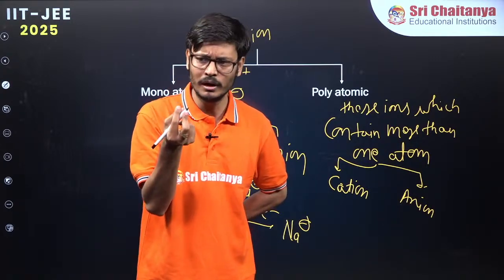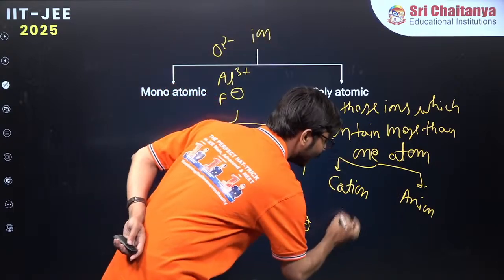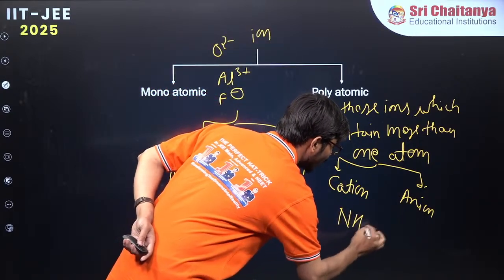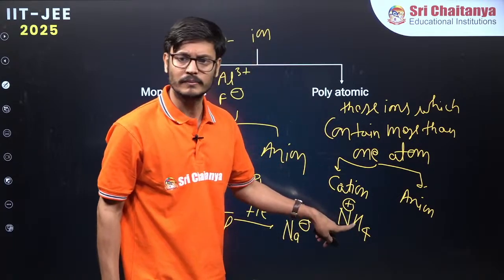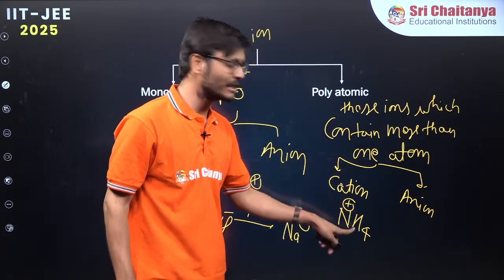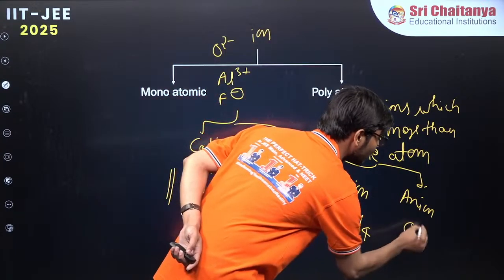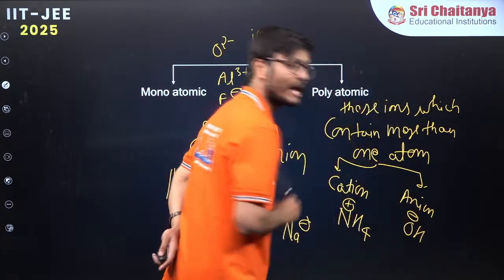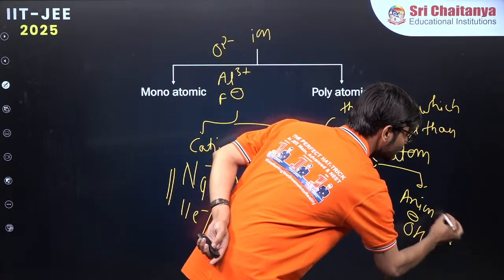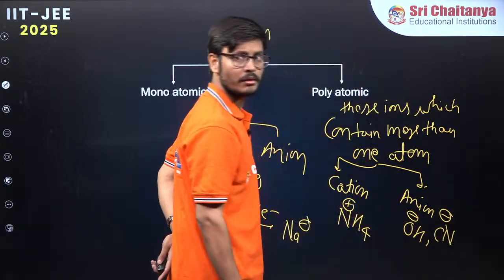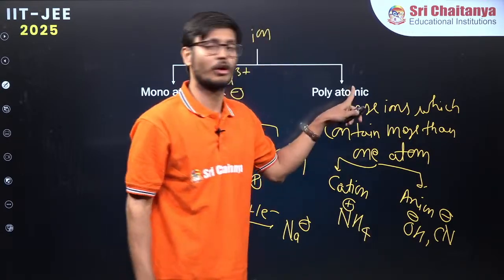Let us take one cation, NH4 plus. This is called ammonium ion. We'll come to the nomenclature later. So NH4 plus has a charge and more than one atom, isn't it? Anion, hydroxide ion, I think all of you know, OH minus. Cyanide ion, CN minus, isn't it? Are you getting my point? So these kinds of ions are known as polyatomic.